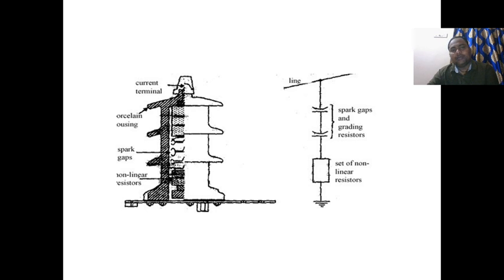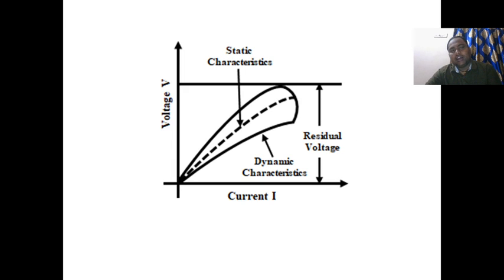Lightning arresters are for overvoltage. If the overvoltage occurs outside, the lightning arresters arrest that overvoltage and discharge it through the ground. So the surges are the internal faults, and lightning arresters are for the external faults. So please observe the voltage and current characteristics of thyrite type lightning arresters. This is the dynamic characteristic, this is the static characteristic, this is the residual voltage. Please observe the diagram.